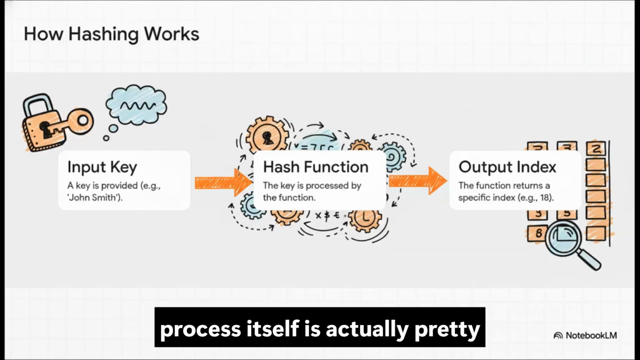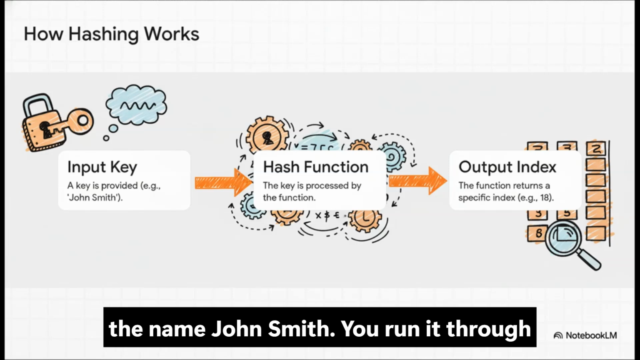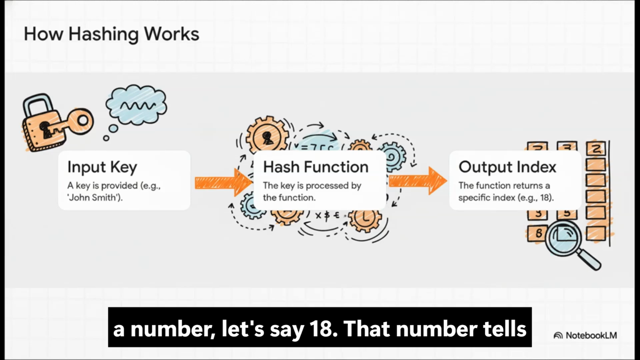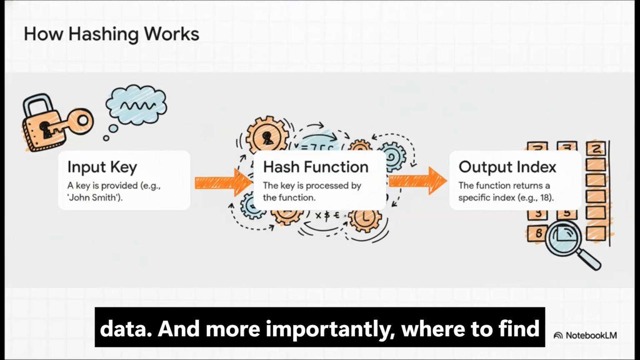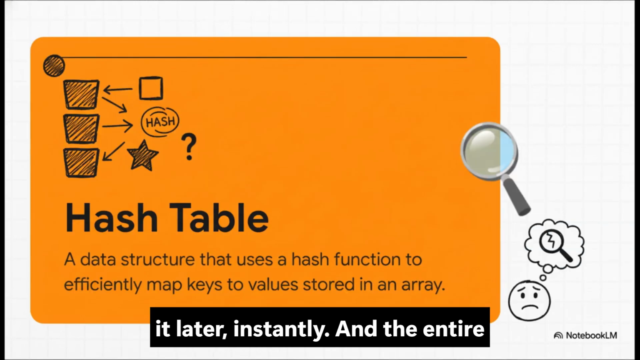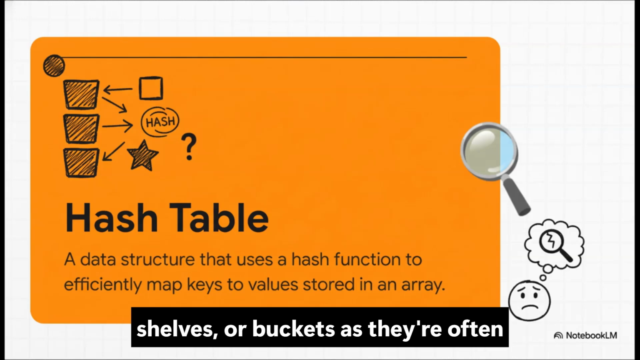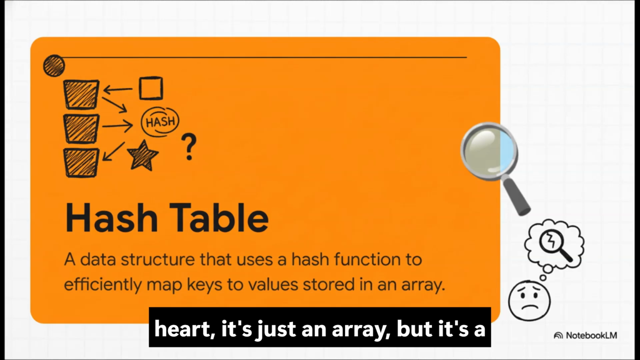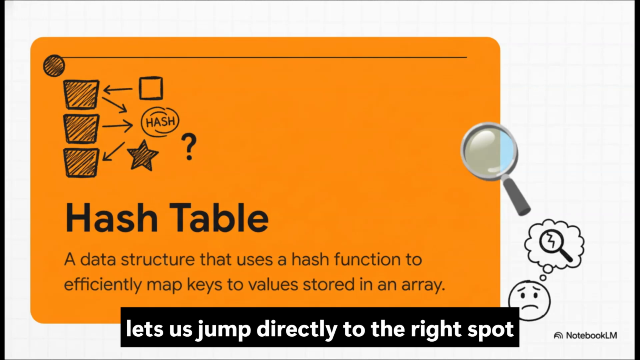The process itself is actually pretty straightforward. You feed it a key, like the name John Smith, you run it through that hash function, and bam, it spits out a number, let's say 18. That number tells us exactly where to store John Smith's data, and more importantly, where to find it later instantly. And the entire system, the whole library, with all of its shelves, or buckets as they're often called, that's the hash table. At its heart, it's just an array, but it's a superpowered one. That hash function lets us jump directly to the right spot without any searching.